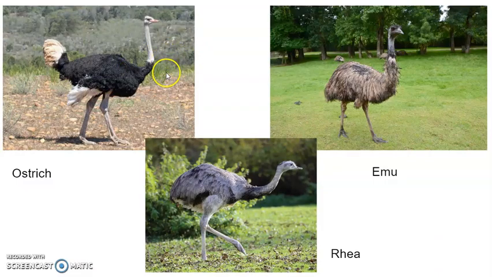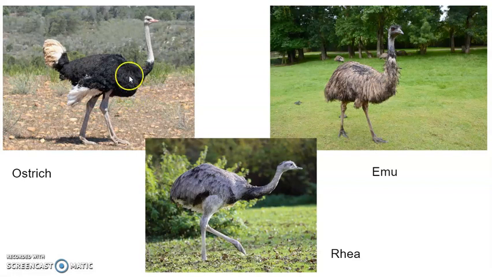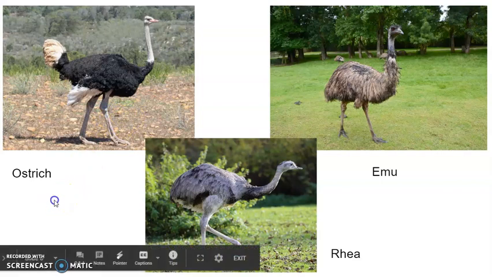Okay, here's an example, kind of the opposite. These are birds in very different parts of the world. The ostrich is in Africa, the emu is in Australia, the rhea is in South America. They're not closely related, but they all look pretty similar because they've evolved in similar habitats. And so the same types of adaptations are useful for all three of them.